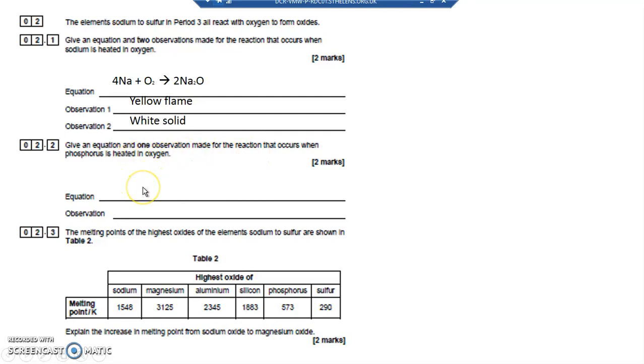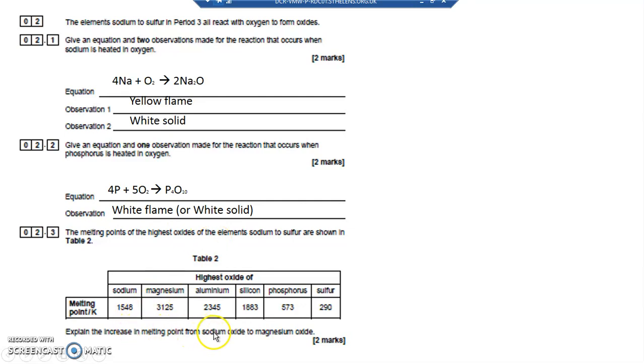Phosphorus: this time you've got to know the formula of phosphorus oxide as P4O10, and therefore you need 4 P's and 5 O's to balance. Observation, again a white solid. Or you could say burns with a white flame, either of those will do.